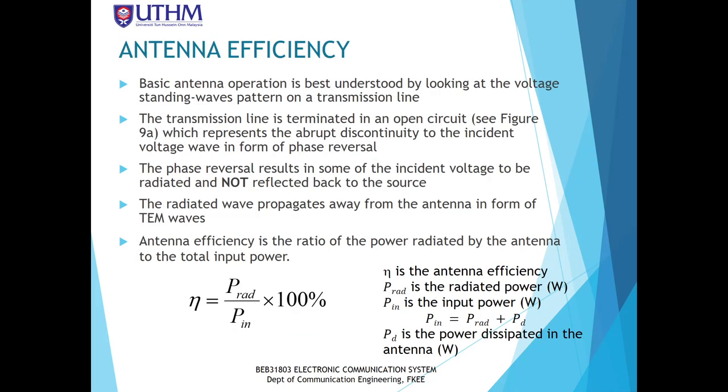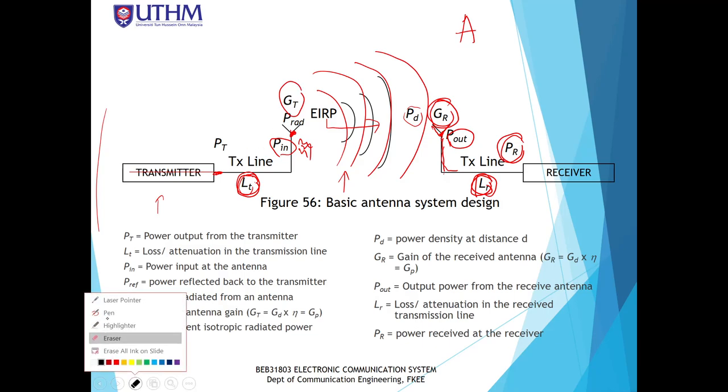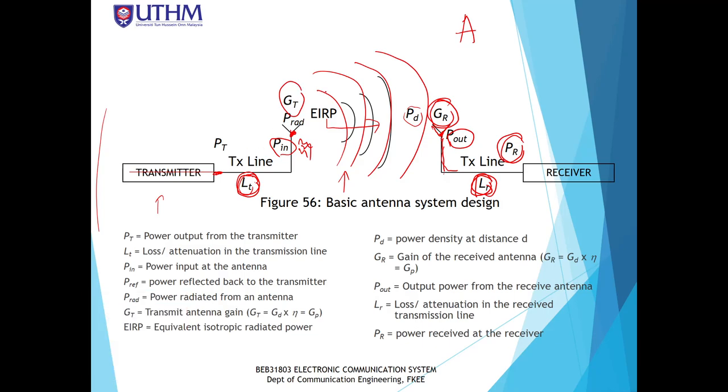Antenna efficiency is equal to P radiation divide with the P input, multiplied with 100%. So you see that the P radiation here, kalau kita lihat P radiation. Okay, so tak boleh nak padam eh. So P radiation is the power radiated from the antenna and P input is the power supplied to the antenna.